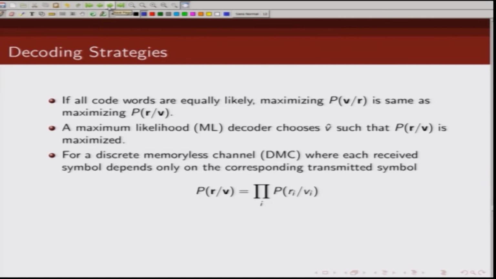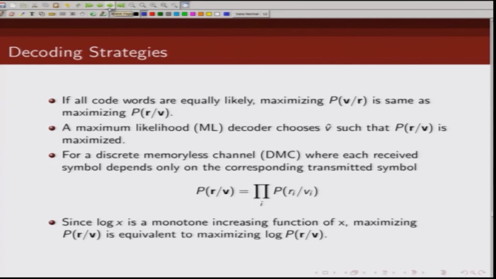Now, if we consider that our channel is a discrete memoryless channel, we can write the probability of the received sequence r given the transmitted sequence v as a product of these individual probabilities. If that happens, then we can further simplify our maximizing criteria. Maximizing this is the same as maximizing this.